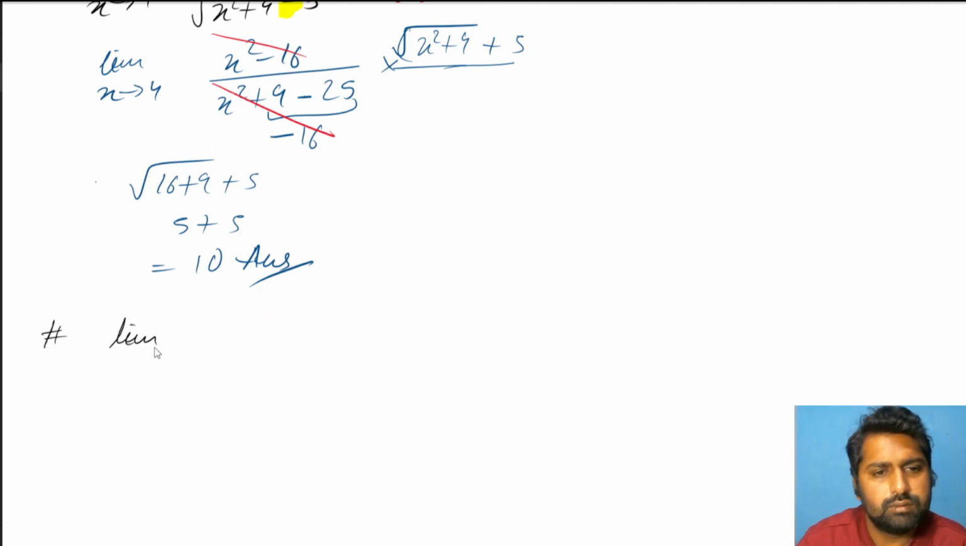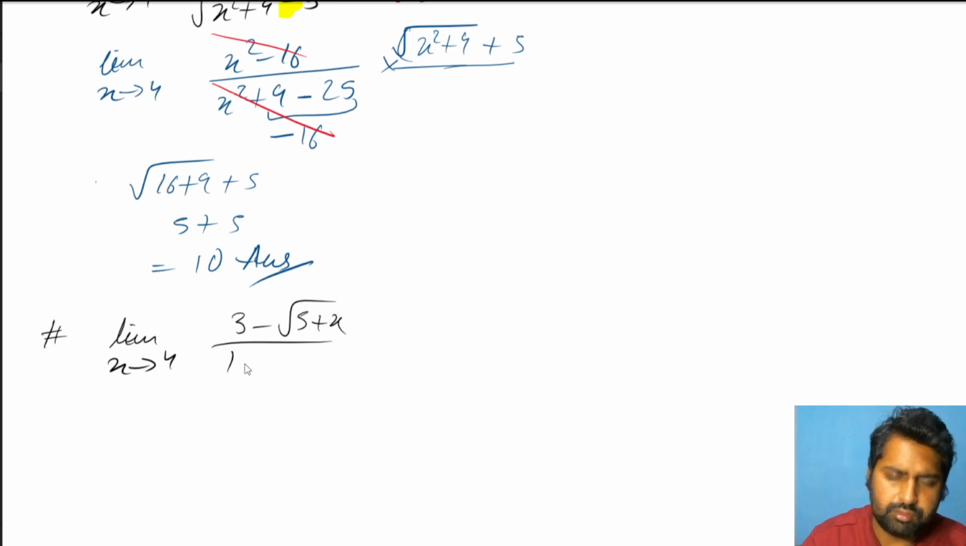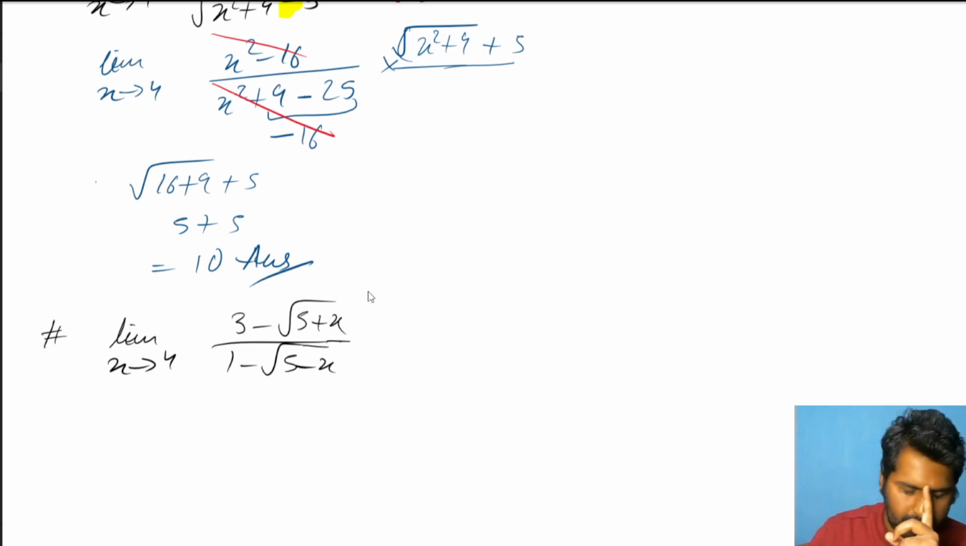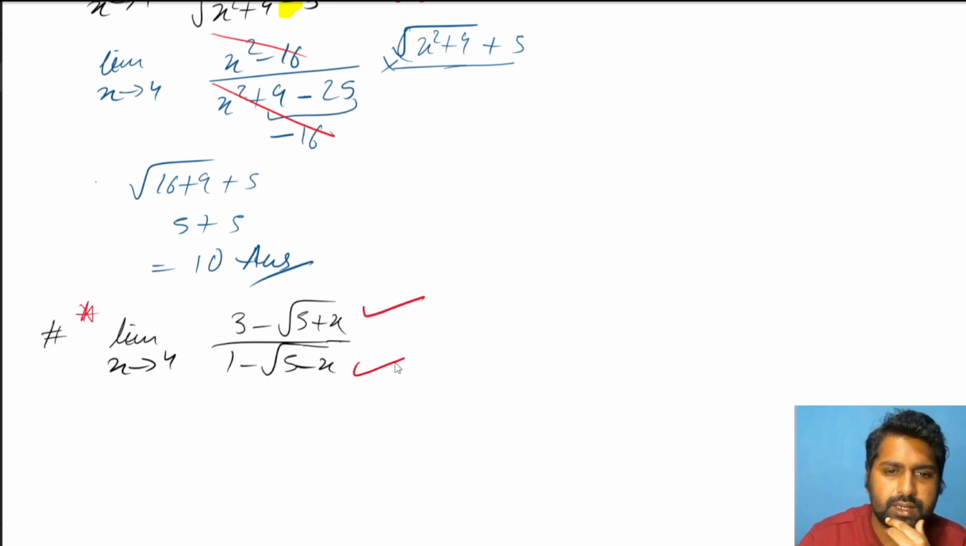Limit x tends to 4, 3 minus square root of 5 plus x upon 1 minus square root of 5 minus x. This time, how does this question differ from the others? This time you have square root in both numerator and denominator. What did I tell you for rationalization? That if you get square root in both numerator and denominator, you will have to rationalize both of them.